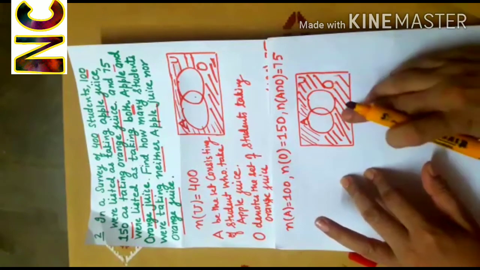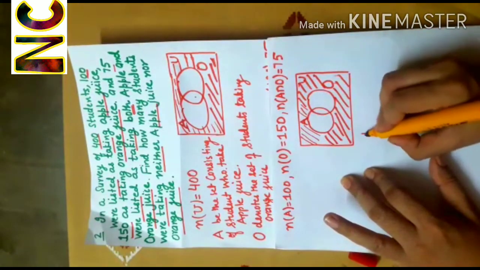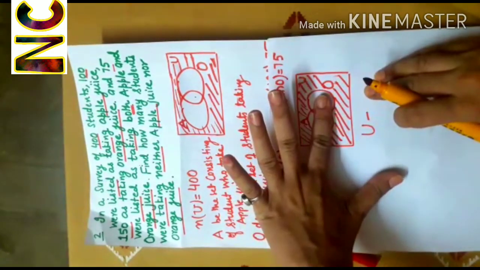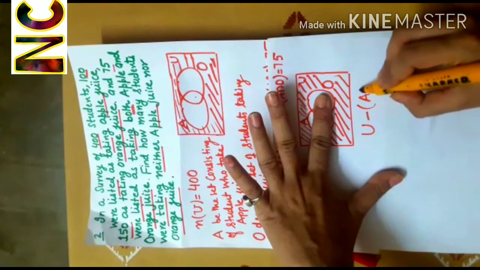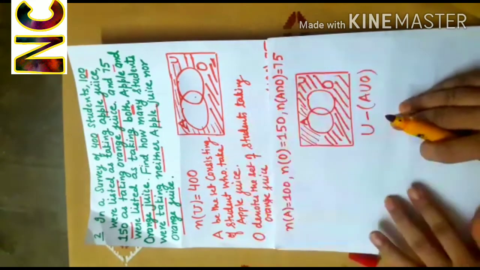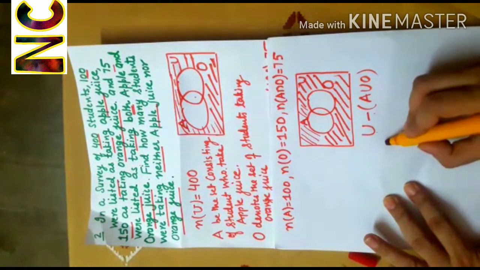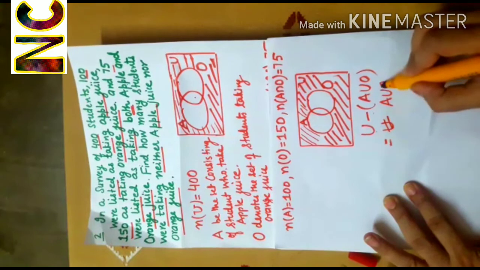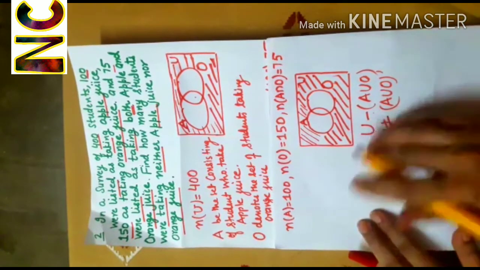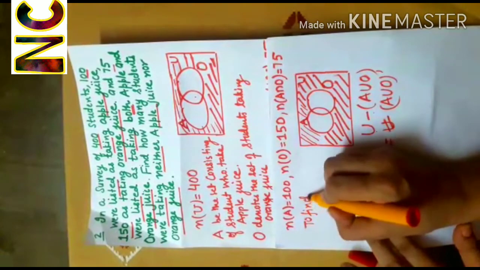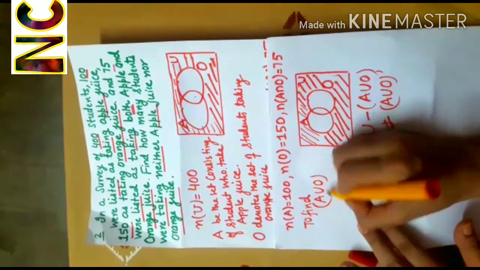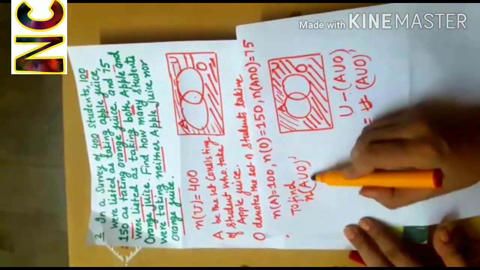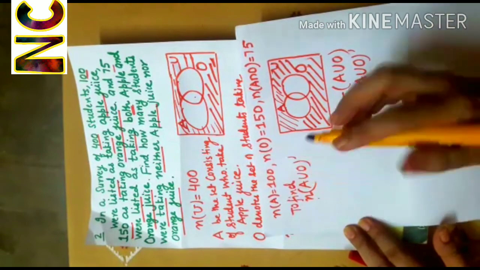So, to obtain this shaded part from the universal set, I have removed this region, and this region denotes A union O. And what is U minus A union O? Is it the complement of A union O? So what I need to find out? I need to find out the complement of A union O. And yes, I need to find out the number of students in this region.